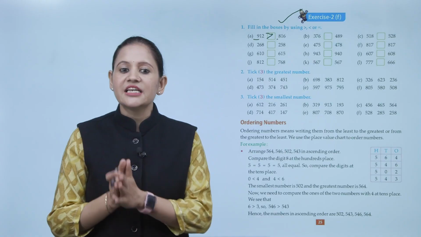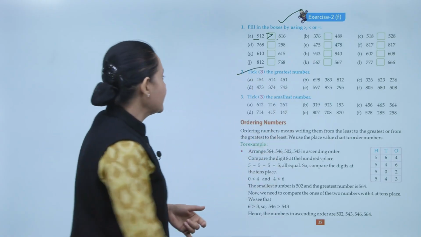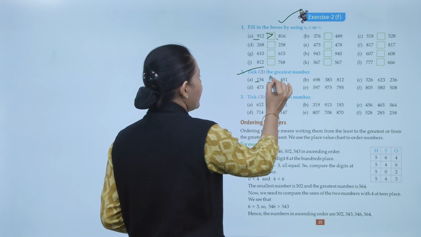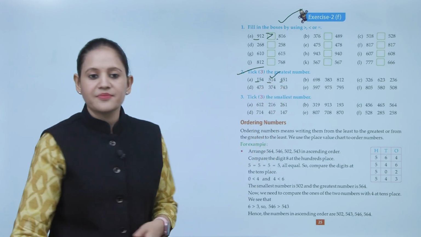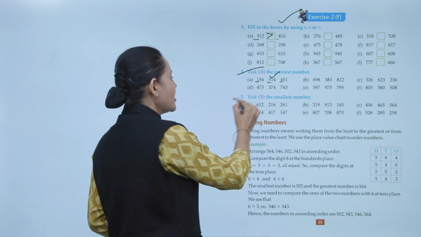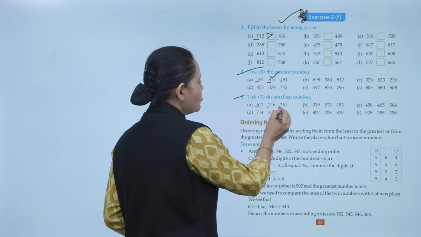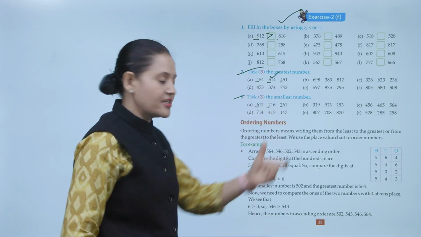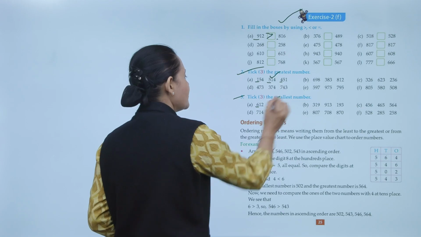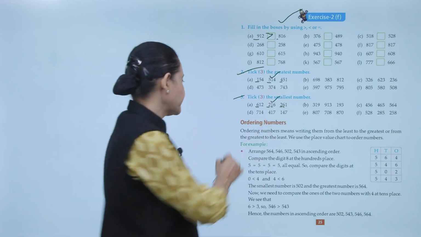Next, take the greatest number. Among these, greatest number क्या होगा, 100 की यहाँ 1 है या 5 है या 4 है. So 514 will be greatest. Clear? Next, take the smallest number. Smallest हो जाएगा, 100 की place पे यहाँ पे 6 है या 2 and 2. यहाँ पे same है, so we'll compare the digit at tens place. Here it is 1 and here it is 6. So this will be the smallest. Clear? Next, ordering numbers.